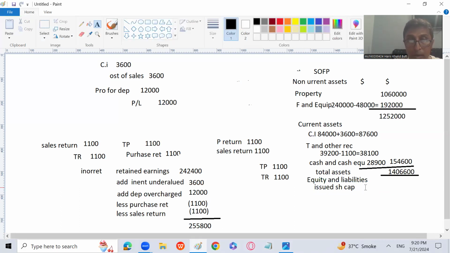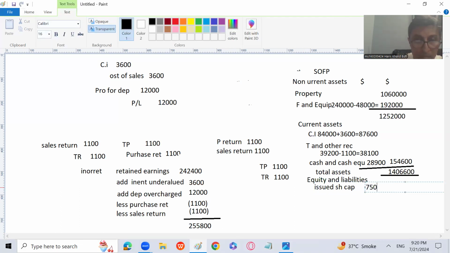So here I'm going to write 7,50,000. Then I'm going to write revaluation reserve. That is 70,000. Then I'm going to write share premium.